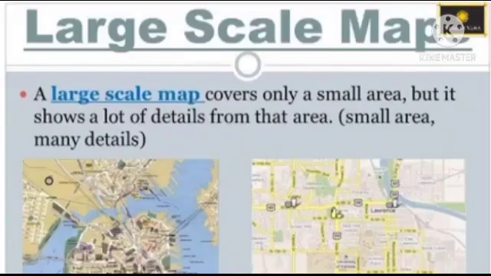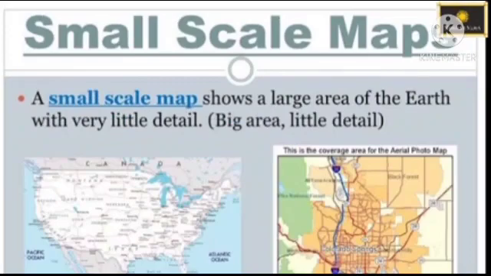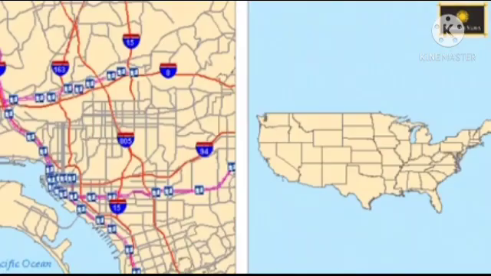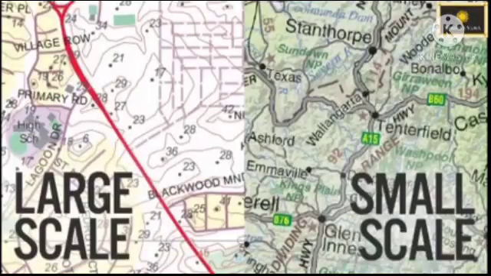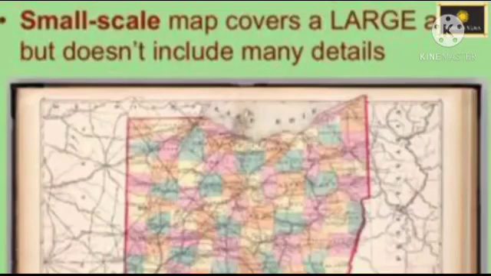To understand this, simply remember that area covered is inverse to the type of scale. If it is a small scale map, it represents a large area. If it is a large scale map, it represents a small area.